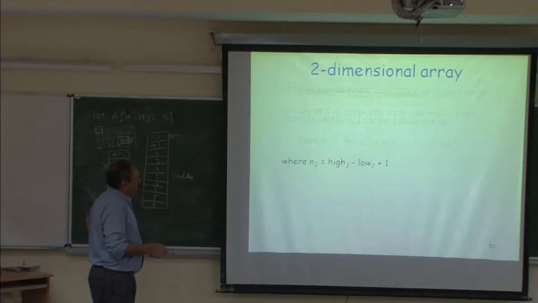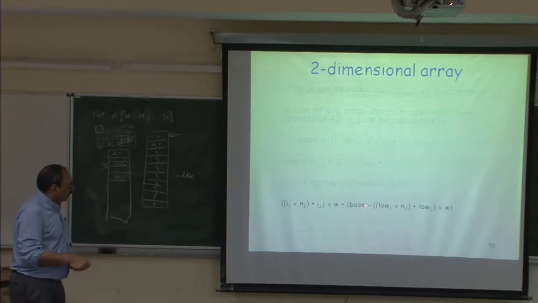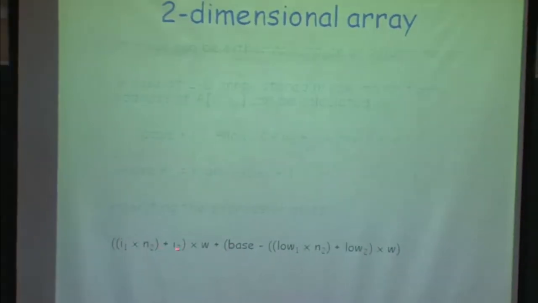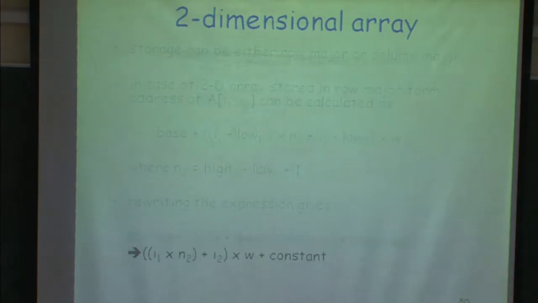Okay. So N2 is just giving me the column numbers, and if I rewrite this expression, this is how it will look. You can see that this part of the expression is constant, and this part is the only one which depends upon I1 and I2. So after simplification, this expression can be pre-computed and stored in the symbol table. Okay? So this is a constant value, which is part of the symbol table. So to find out the address of A[I1, I2], this is the expression I'd like to compute every time.